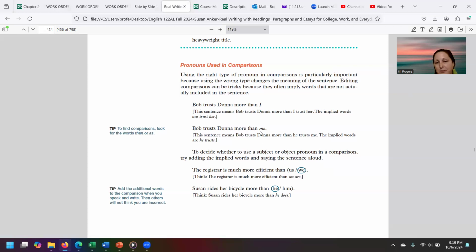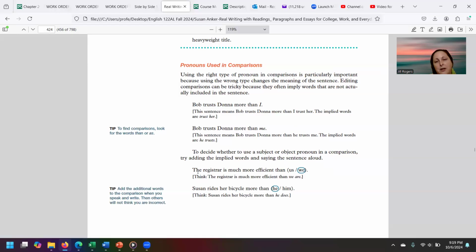And with this one, the message is implied that Bob is the one doing the action, Bob is the one doing the trusting. Bob trusts Donna more, and Bob trusts me less. I hope that's clear. To decide whether to use a subject or object pronoun in a comparison, try adding the implied words and saying the sentence. So that's one thing. Add the implied words, what you mean, say it out loud and see which one makes sense. Or keep it in, especially with the subject one, right?